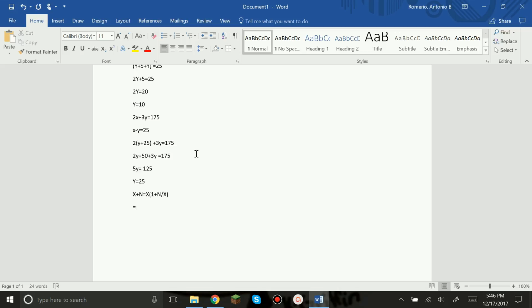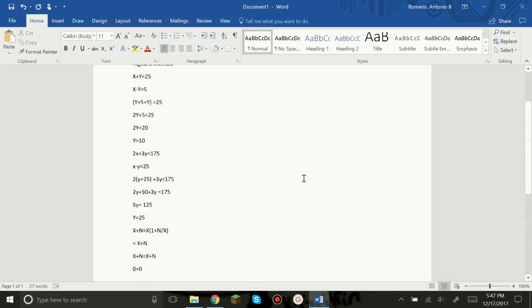If you multiply it by both sides of the parentheses, you get x times 1, which is x, plus xn over x. And if you cancel out those two x's, there's no point in having that. Now let's go down again. We have the usual x plus n, but now it equals x plus n. And so, 0 equals 0. So the formula has been proved using the substitution method.